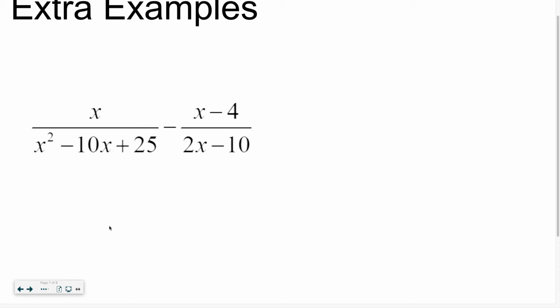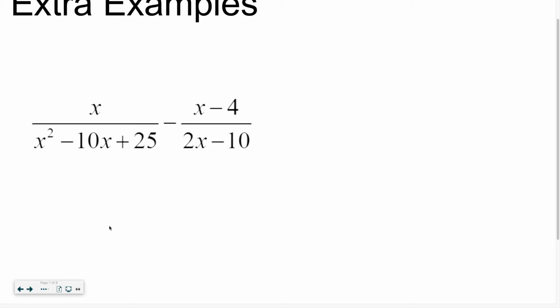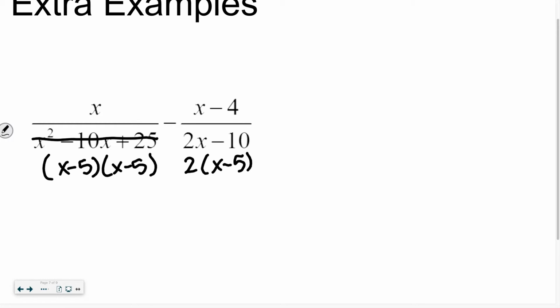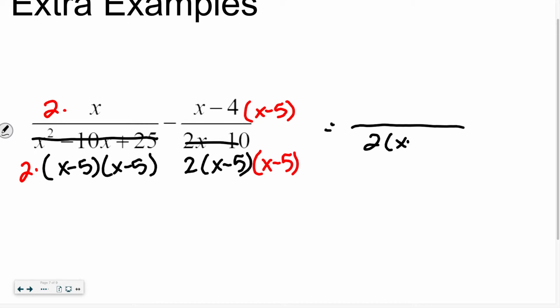Okay, I'll do one more here. I've got x over x squared minus 10x plus 25. That will factor to be x minus 5 times x minus 5. 2x minus 10 will factor to be 2 times x minus 5. They share one factor of x minus 5. The first fraction needs a 2. The second fraction needs an x minus 5. I can keep my denominator of 2 times x minus 5 quantity squared.